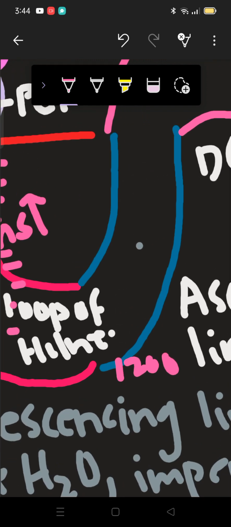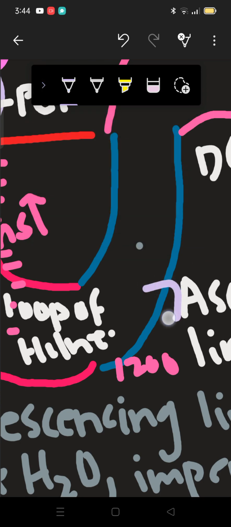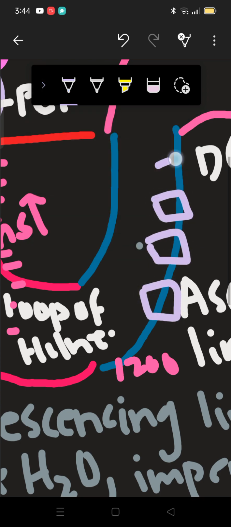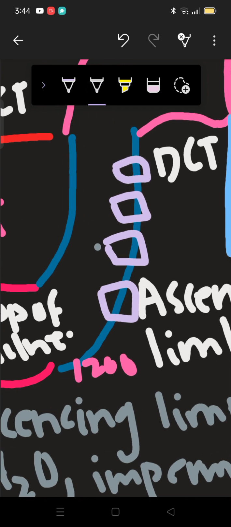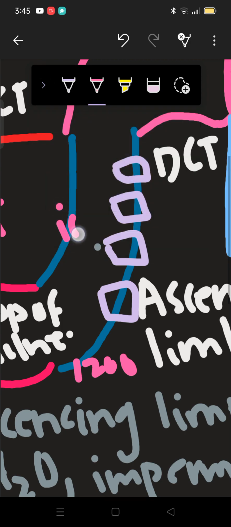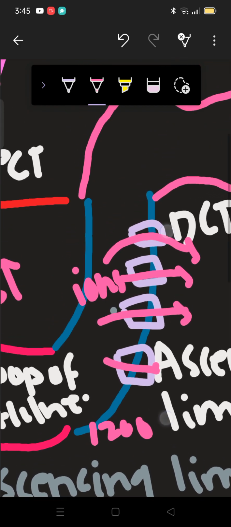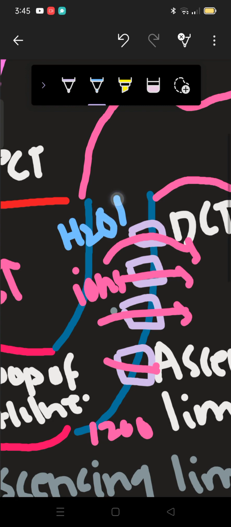Alright, now as we know, the ascending loop of Henle is permeable to the ions but impermeable to the water. Now here are the pumps, and these are known as sodium potassium pumps. As it is impermeable to the water but permeable to the ions, here we have ions, and ions would go out, out, out. If ions go out, then the water concentration in the ascending loop of Henle would be higher.